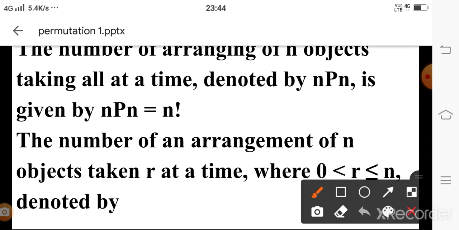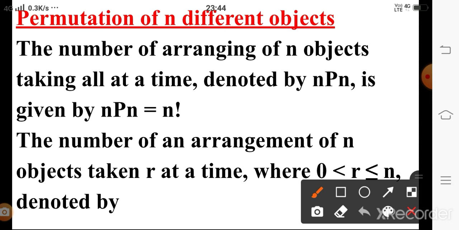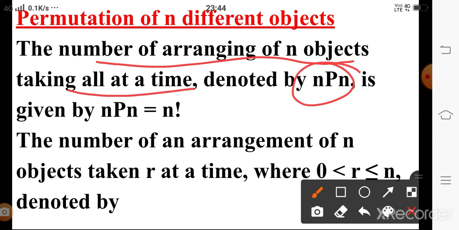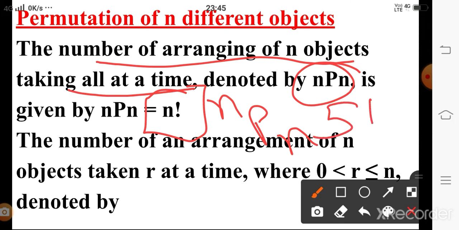And if we have n different objects, then the number of arrangements of n objects taking all at a time is denoted by nPn, and this is equal to n factorial. Similarly, as I showed in the last example, 5 into 4 into 3 into 2 into 1 is called 5 factorial.